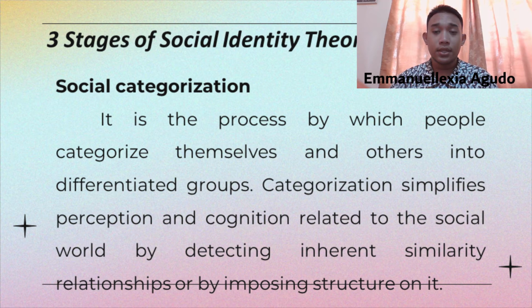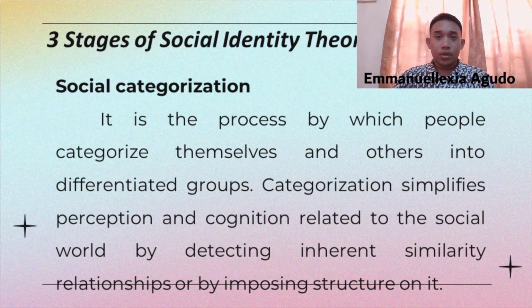Next is the 3 stages of social identity theory. Social categorization is the process by which people categorize themselves and others into differentiated groups. The first one is social categorization, which can help youngsters simplify and understand their social world. But it can also lead to stereotyping, prejudice, and discrimination. Examples of social categories include age group, sex, and race.